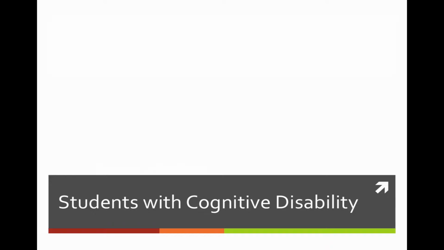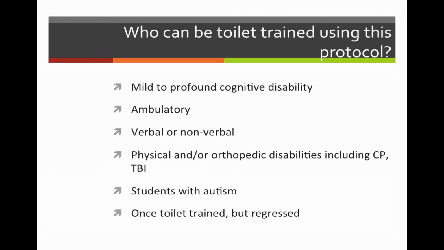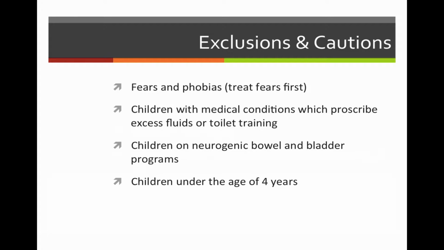So let's start with students with cognitive disability. Now, according to this protocol, students from very mild to very profound cognitive disability can indeed learn to use a toilet. But they do have to be ambulatory, meaning they have to have control over some of their body parts, for example. It does work for verbal or nonverbal students. They can have physical or orthopedic disabilities, including cerebral palsy or traumatic brain injury. Students with autism, this is very common for, and like I mentioned, students who have learned previously to use the toilet, but they have regressed and they're not being successful currently.